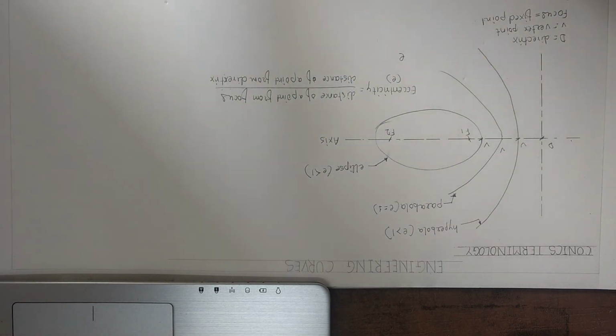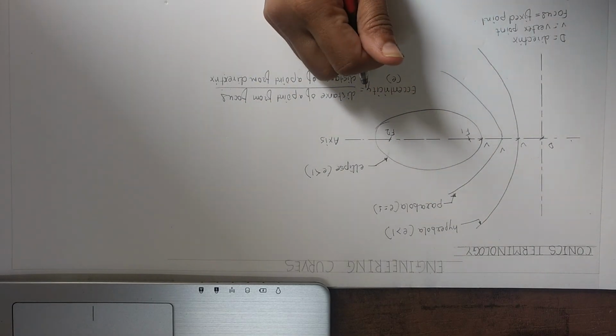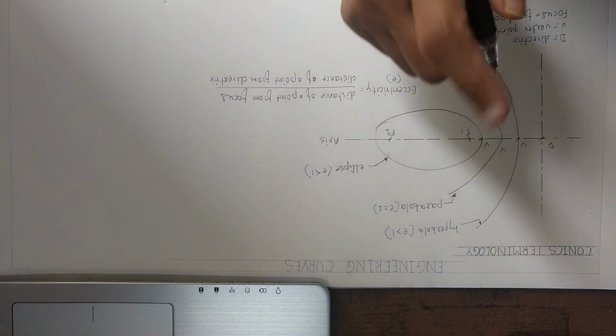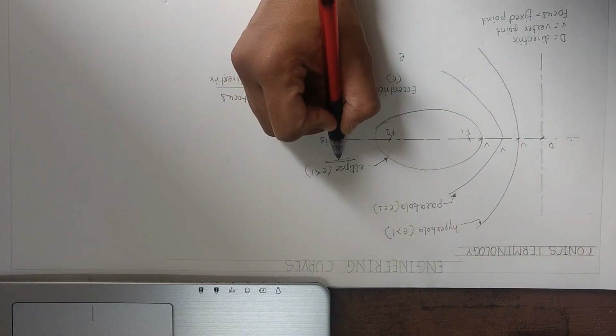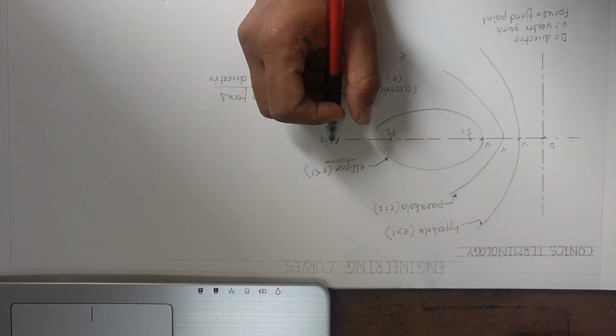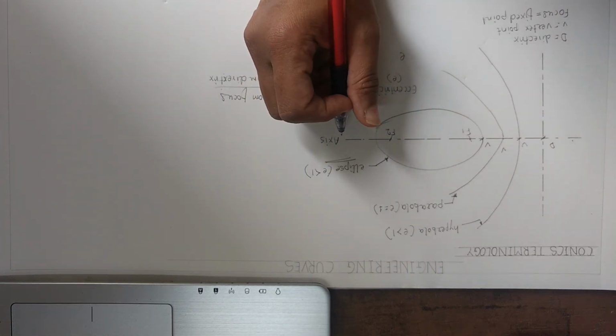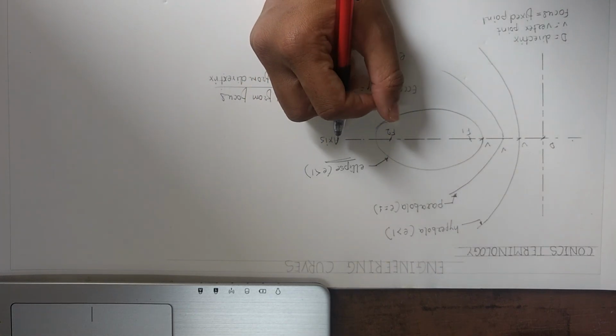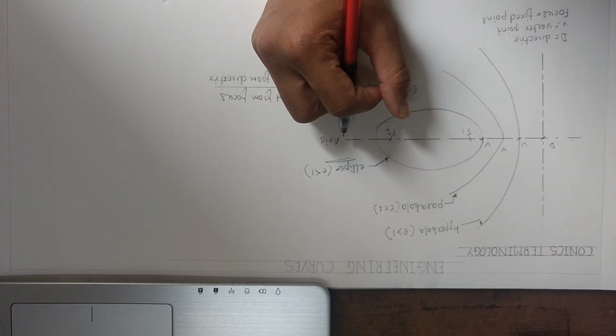So this is about the conics terminology, the basics of conics. Further, how to draw ellipse. First is ellipse. So we will see ellipse in the next video. There are two methods actually. We will see how to draw ellipse with two of the methods. Okay, bye.